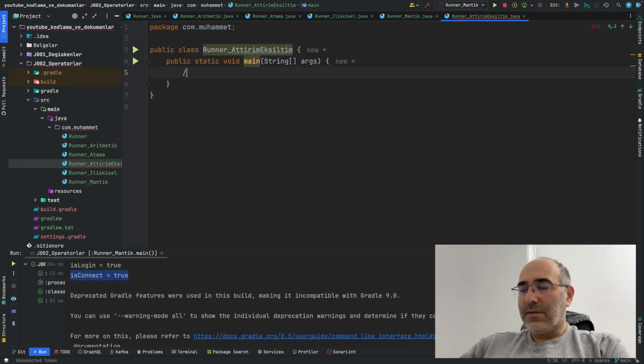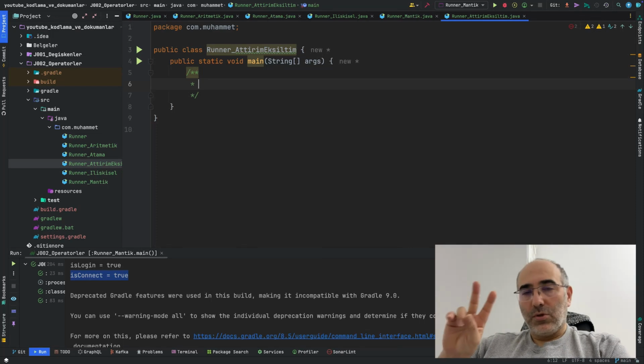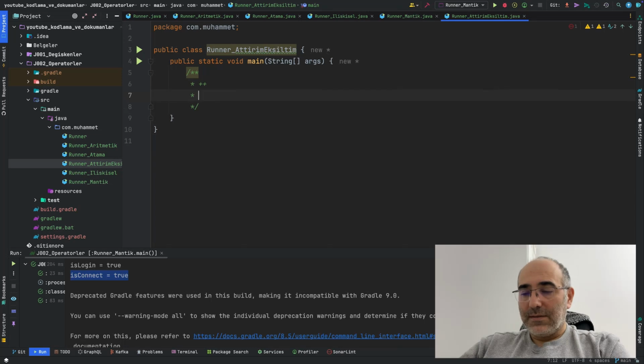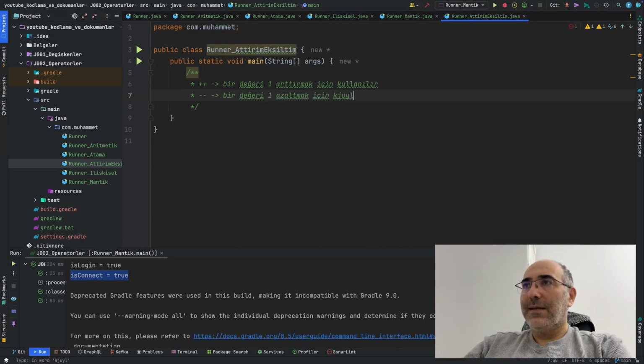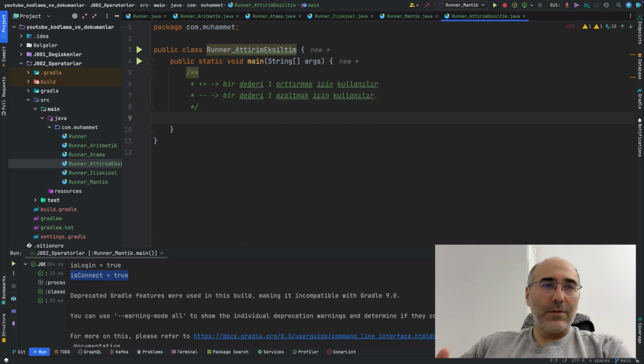So, what are these, friends? There are two operators here. One of them is plus plus, and the other is minus minus. Here's the logic, friends. Plus plus is used to increase a value by 1. And minus minus is used to decrease a value by exactly 1 unit. That's the logic. That's it.